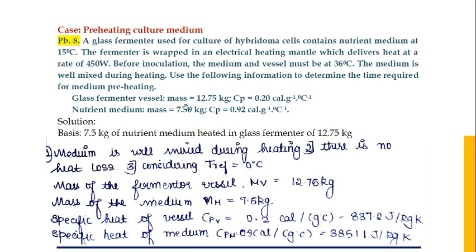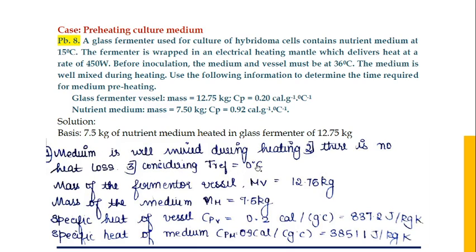Now the basis we'll take is the mass of the two things, the glass fermenter and the nutrient medium masses. We'll take it as the basis to do all the calculation. So let us assume that the medium is well mixed during the heating, so the temperature remains uniform inside. There is no heat loss. This is very important. We'll assume that heat is not lost to the surroundings and all the heat given by the electrical coil is added to the fermenter to increase its temperature as well as the liquid temperature, right?